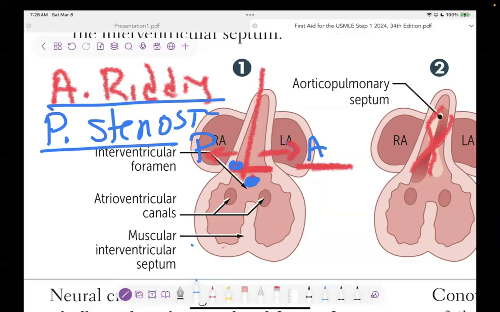We don't need to memorize it. Why does pulmonary stenosis happen in tetralogy of Fallot? Let me explain it again.